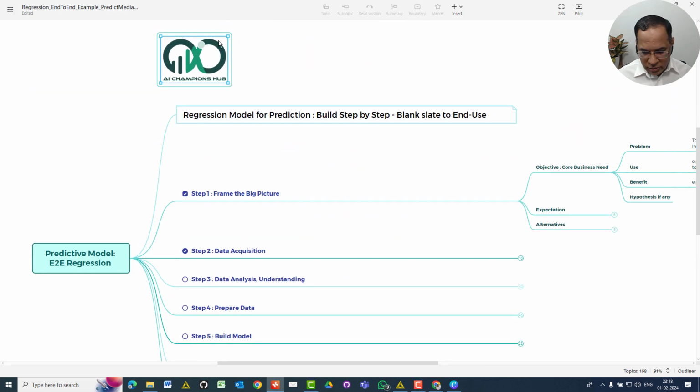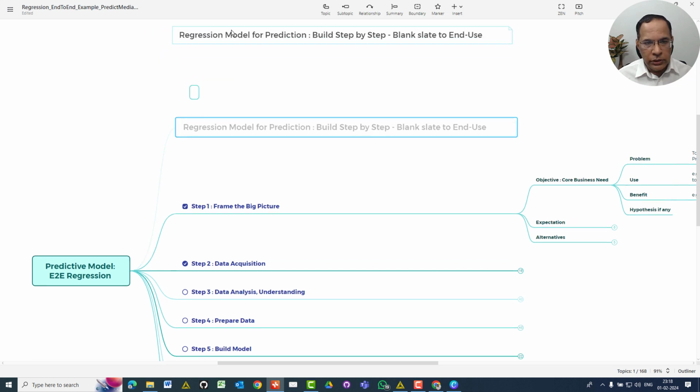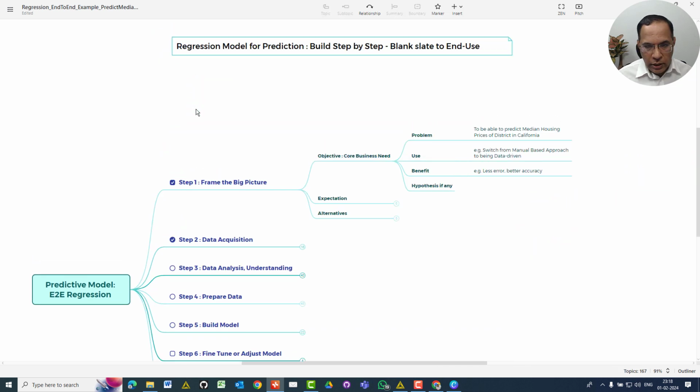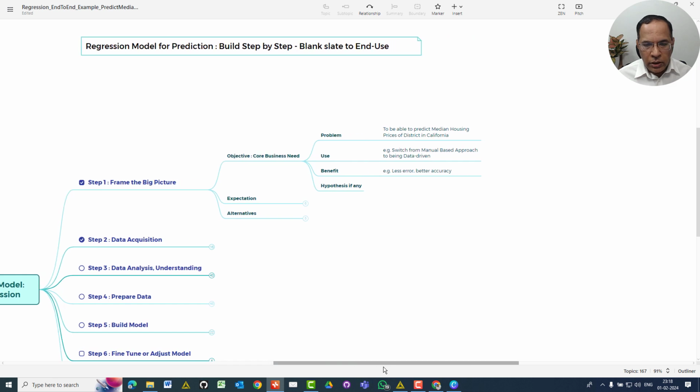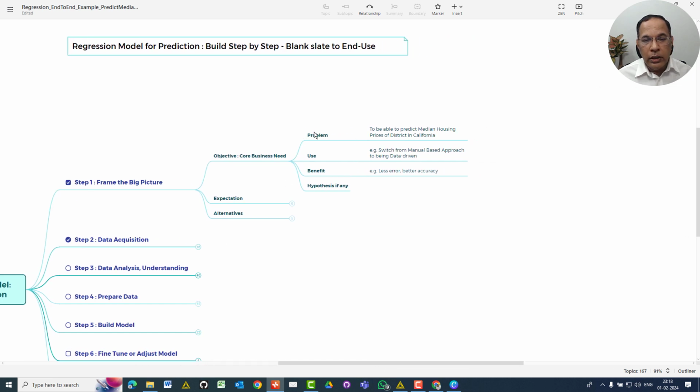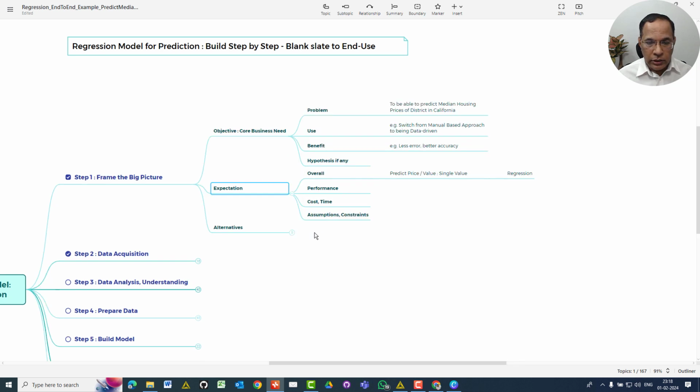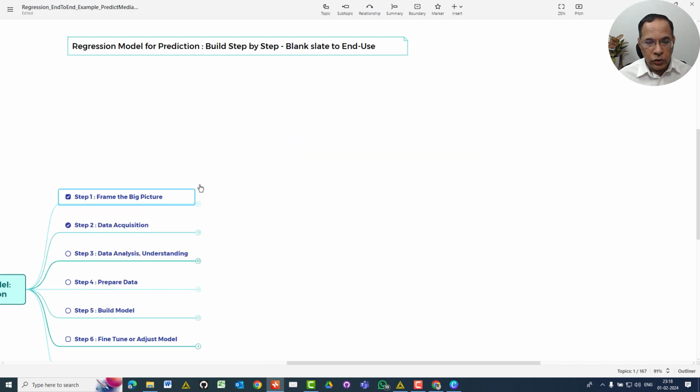I'm going to just remove this logo and other pieces to make it easy for us as we navigate this mind map. We've looked at getting an understanding from a business context. What's the problem? What's the benefit? What's the expectation? What are the alternate solutions available, and so on. These are the questions you're going to ask, and try to get an answer as much as you can.